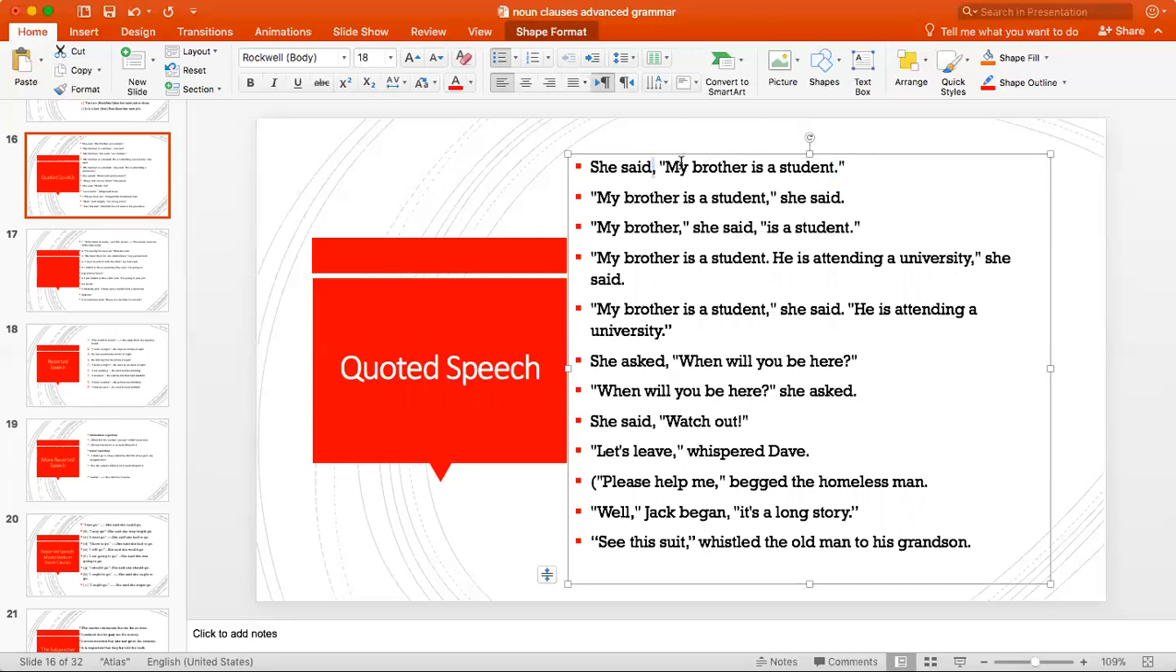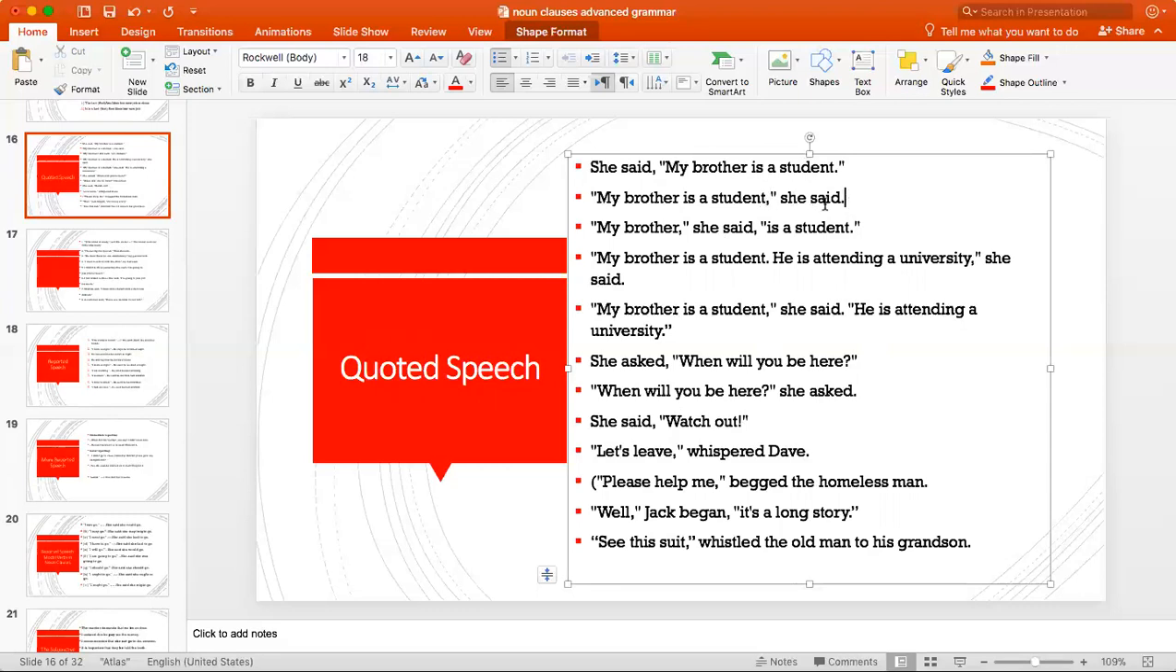Please remember, don't leave space like this before the punctuation mark. It's ugly and it's wrong. Don't leave space here. I know students do this all the time. See how that changed because we left space. So you could say again, no space here. This is wrong. No space. My brother is a student, comma inside, no space.